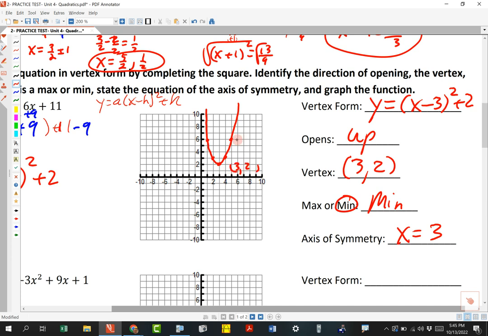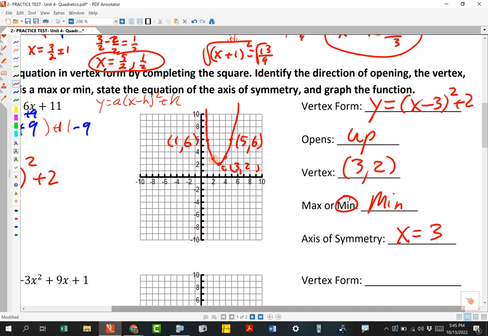3 comma 2 is the vertex. This point right here, I'll actually point to that one. This point right here would be, if we go over 2 more, that's going to be 5. And if we go up 4 from 2, that's going to be 6. So 5 comma 6. This one right here is going to have the same y coordinate. So that's going to be 6 and 1.